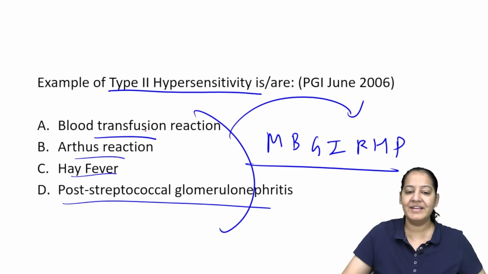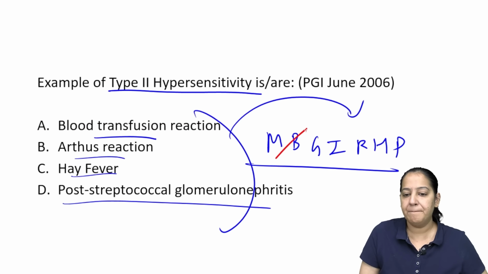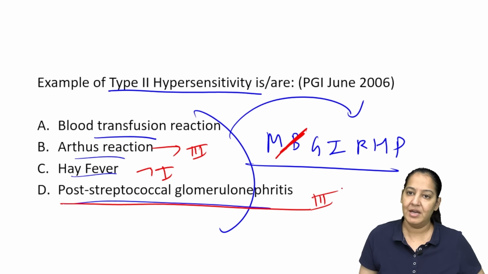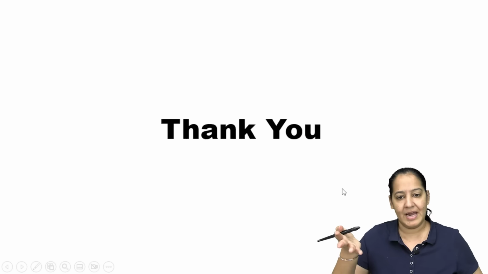I hope you all are right. The correct answer here is blood transfusion. B for blood transfusion. Arthritis reaction is type 3. Hay fever is type 1 and post-streptococcal glomerulonephritis is also type 3. You can apply the mnemonic and make out. That's all about it. I hope you learned the topic well, the 4 hypersensitivity, the 4 pathogenesis and the 4 examples. That's it.